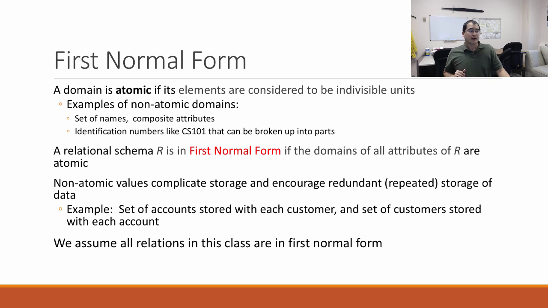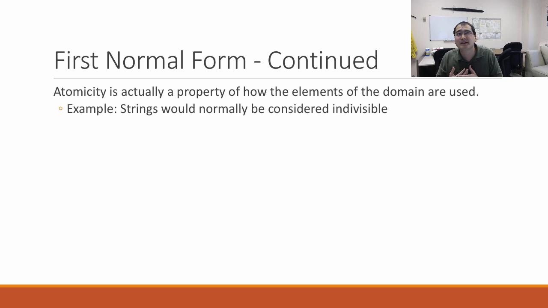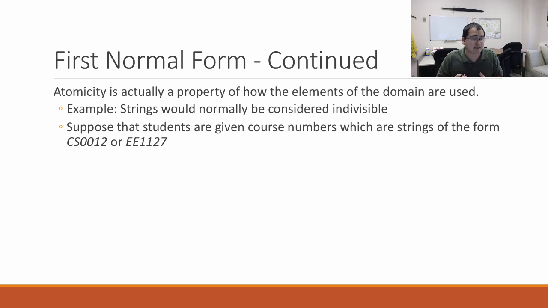So the important thing to note here is what is atomic depends a bit on your use case. For example, strings are normally considered indivisible. Usually, most of the time you're storing text in your database, it doesn't really make sense to care about the particular characters in the string. However, there are times when strings aren't indivisible. For example, when we had the course number example. Even though we have a string, CS 0012, this is a string, it really is divisible here because it does have structure within it.